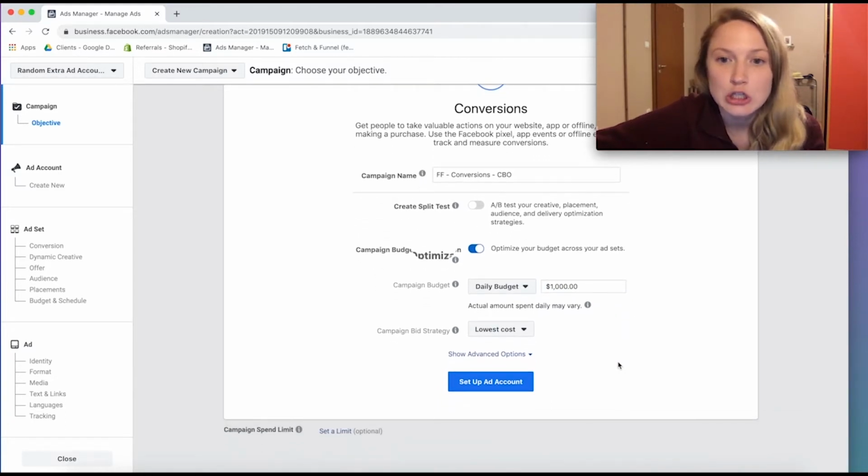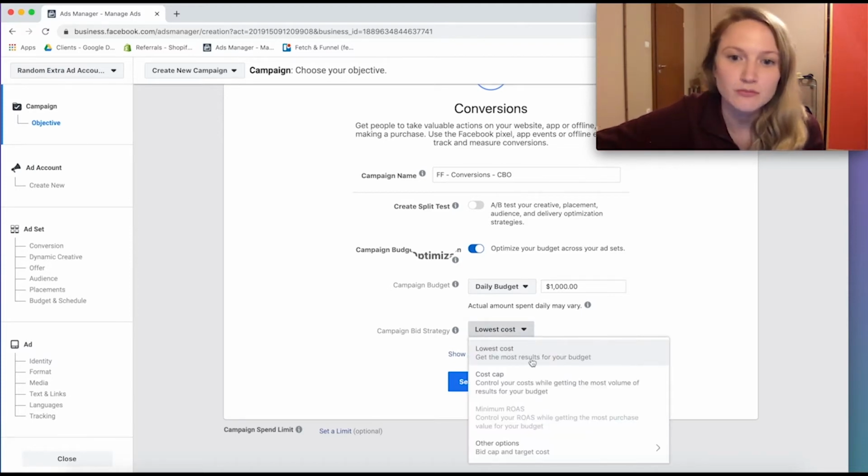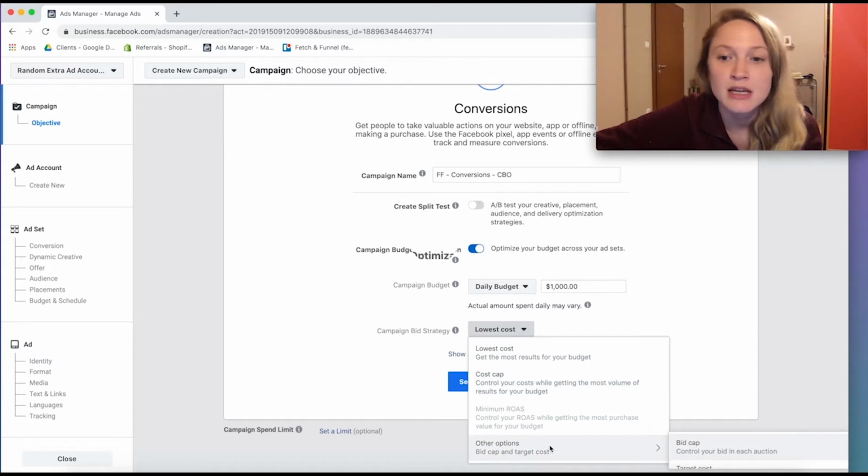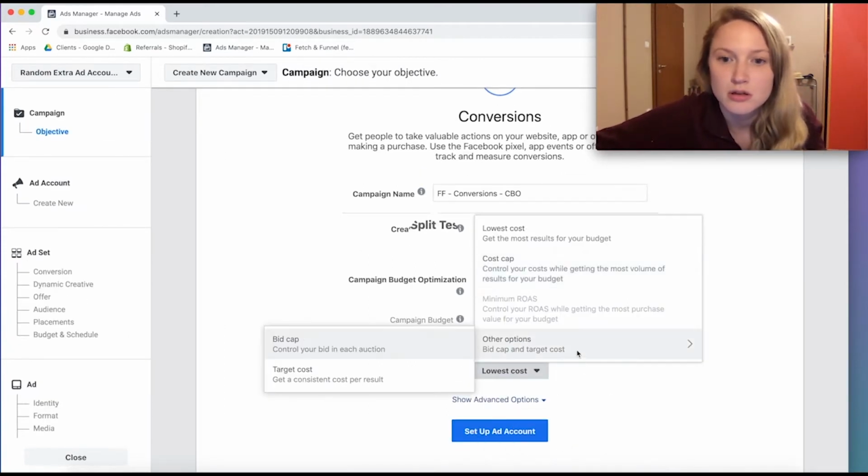Now, another thing to note before we set up the campaign or ad account, normally it would say campaign, but since this is a new ad account, that's the only reason why it says that. Another thing to know is campaign bid strategy. Now, they normally just have on as a default lowest cost. And if this is your first CBO campaign, I would say go ahead and leave it at lowest cost. Your other options include cost cap, minimum ROAS, bid cap, and target cost.